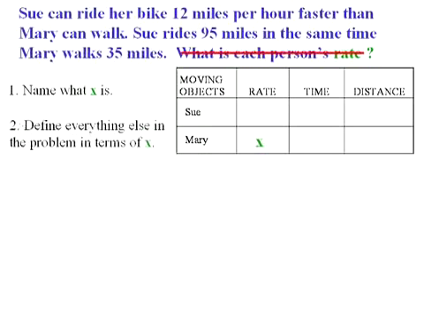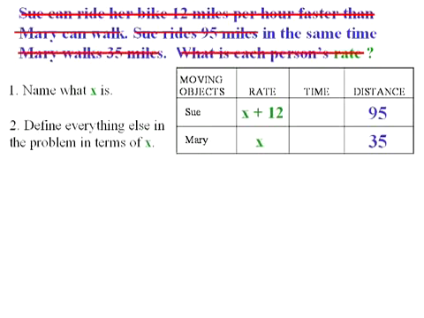Well, let's see, what else do I know? I know that Sue can ride her bike 12 miles an hour faster than Mary can walk. So I put in x plus 12 for her rate. And I'll cross that out. The distance that Sue rides is 95 miles, so I put a 95 in that position and cross it out. And the distance that Mary walks is 35 miles. And I always like to cross these things out.